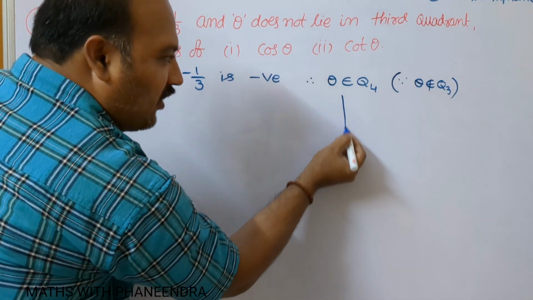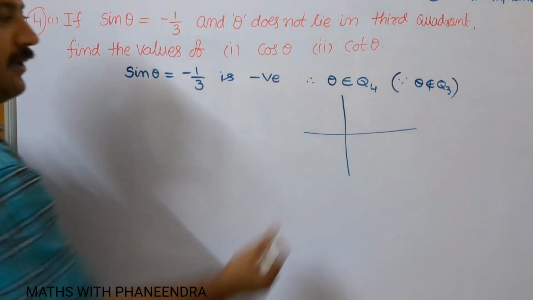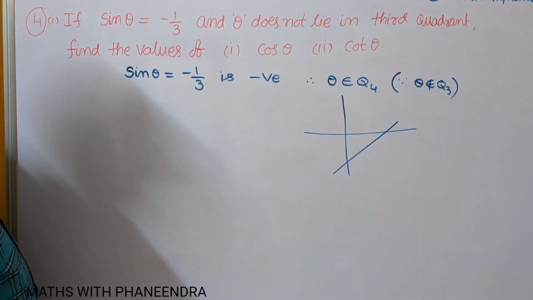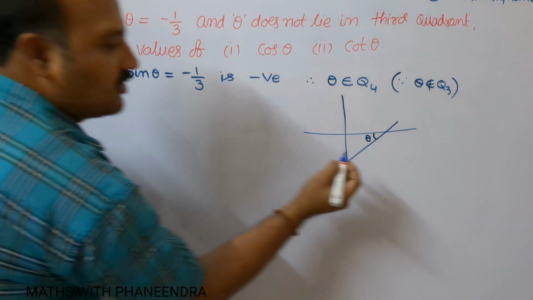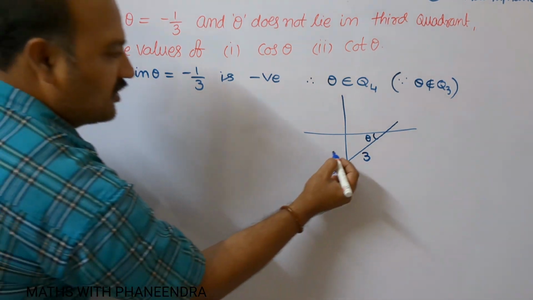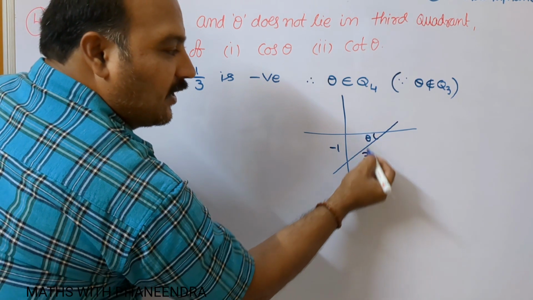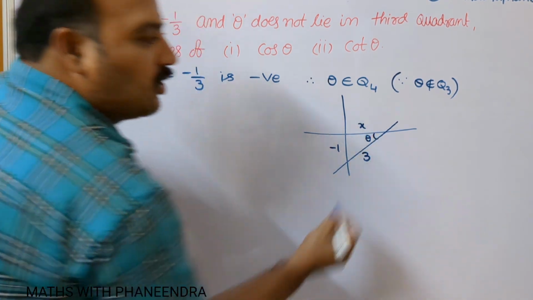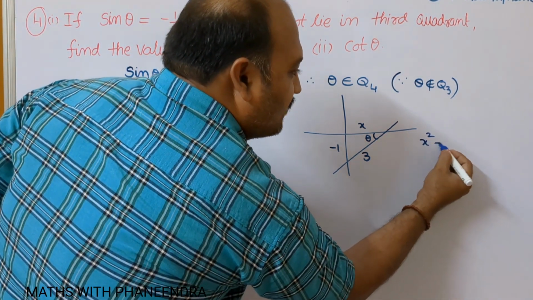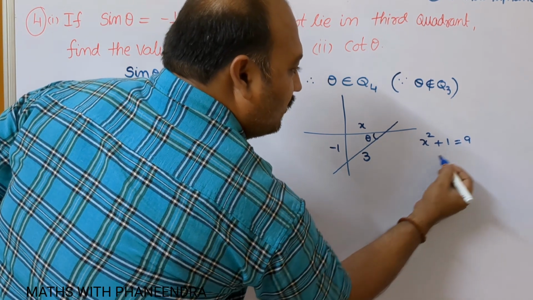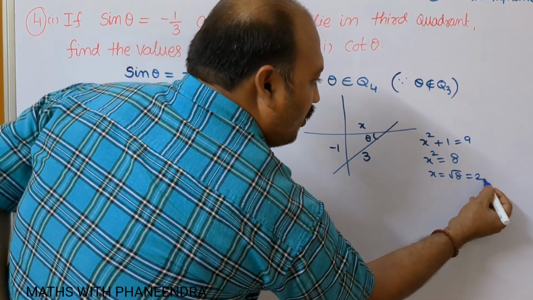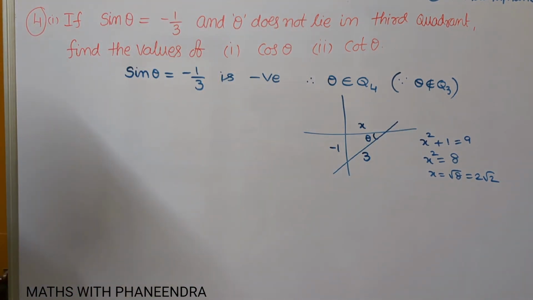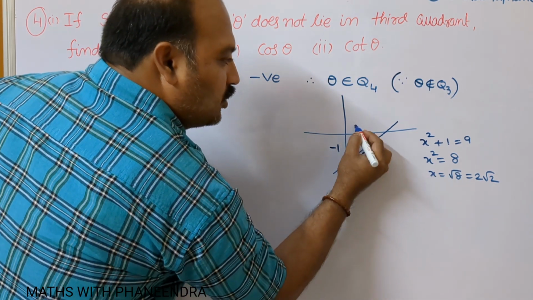So Q4 means the rough figure we can draw like this, dear students. This is the fourth quadrant. Rough figure. I am taking theta here. Sin theta definition: opposite by hypotenuse. So this is 3, opposite is minus 1. To get x we can use the Pythagoras theorem. x square plus minus 1 whole square is equal to 3 square, 9. So x square equal to 9 minus 1, 8. x is equal to root 8, that is 2 root 2, since we can write 8 as 4 into 2. So this value x, I am taking as 2 root 2.